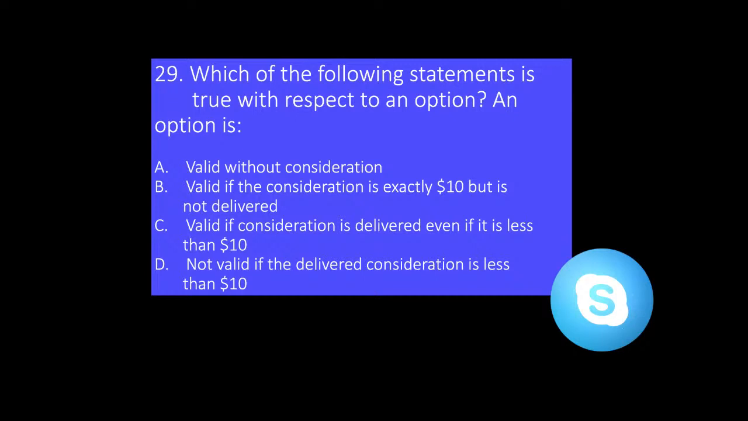Now D, why is D a wrong answer? D says not valid if delivered consideration is less than $10. D assumed that it has to be more than $10, so D is incorrect. So we can eliminate D and we eliminate A. Now let's look at B. It says here valid if the consideration is exactly $10 but it's not delivered. Well, when you see it's not delivered, you know there's something weird about that, right? And then it also says exactly $10. You got double weirdness on B. So you're only left with C. C is actually the best answer. Okay, let's move on to the next one.